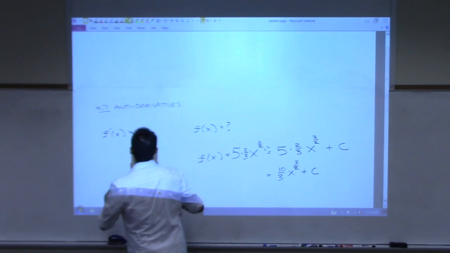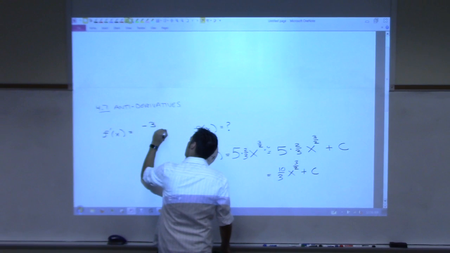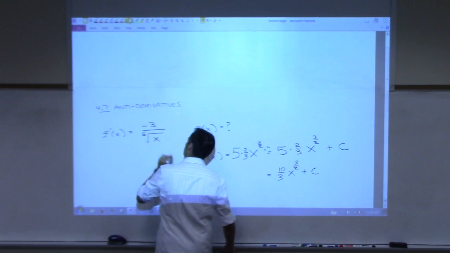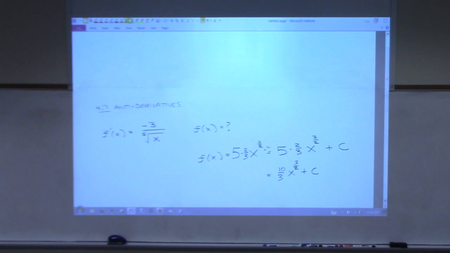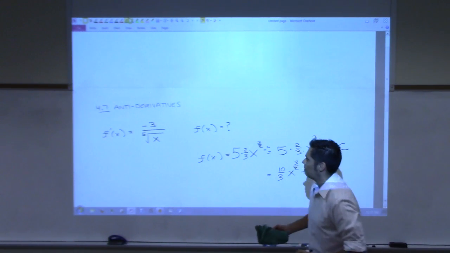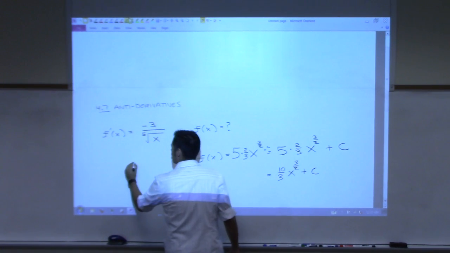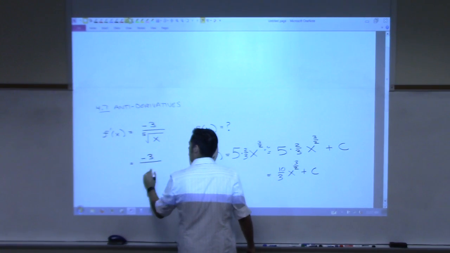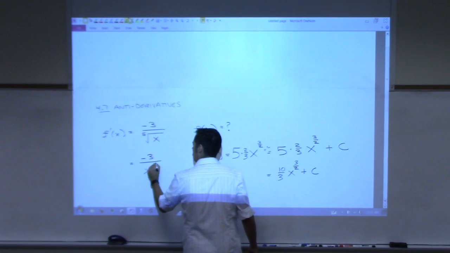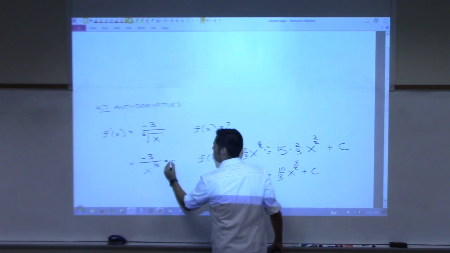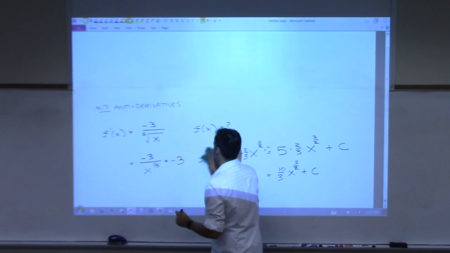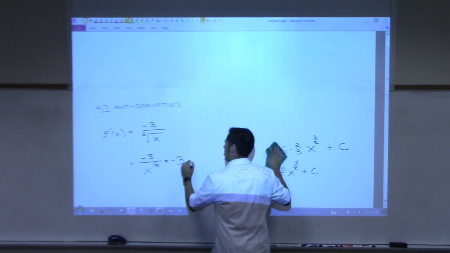How about -3 over the 5th root of x? What's the antiderivative of this? Okay, first rewrite it with rational exponents. This is -3 over x to what power? 1/5. But that can be rewritten as -3 x to the -1/5.